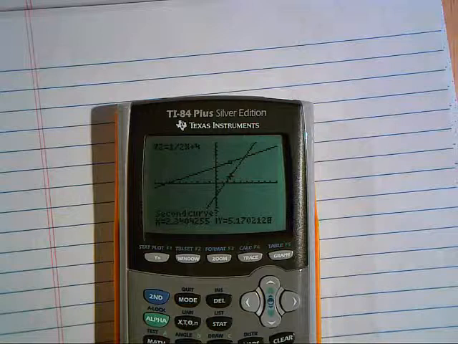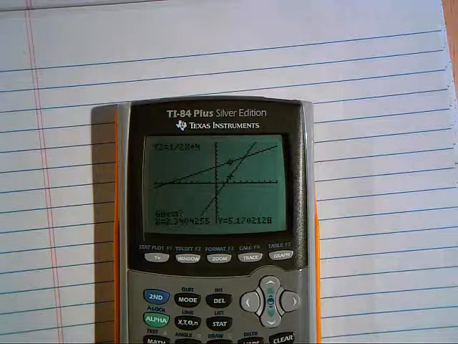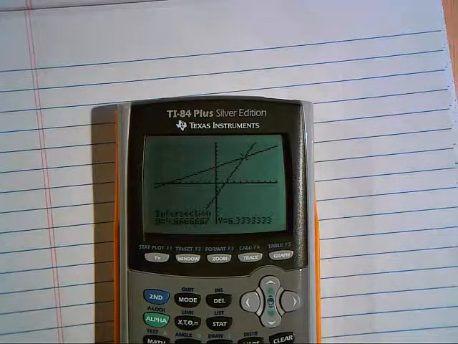This might seem a little silly, but the reason it asks you, is this the first equation, is this the second equation, is because you might have more than two equations typed in, and the calculator wants to make sure it's using the right one. So I hit enter again. I guess, I move over and get close, and I hit enter, and there it is.